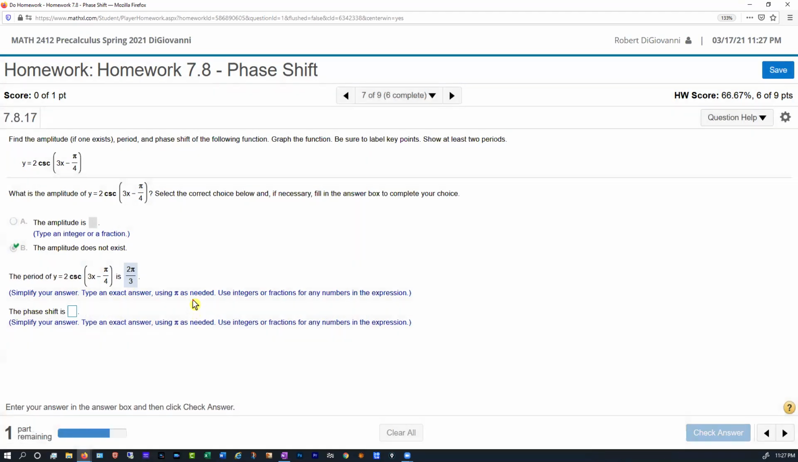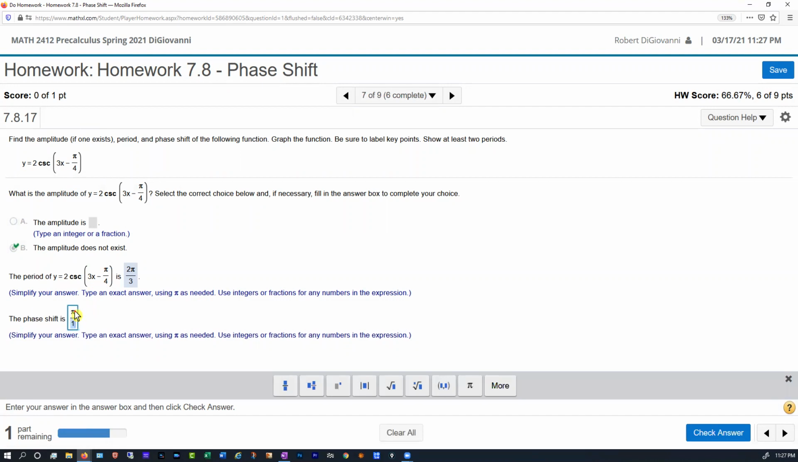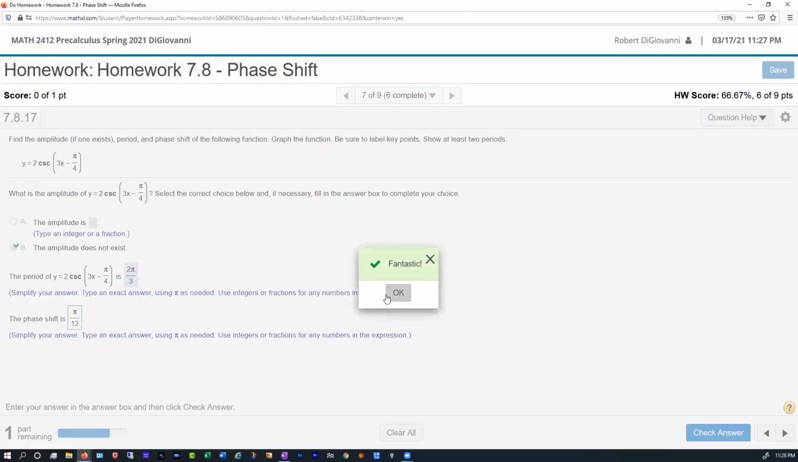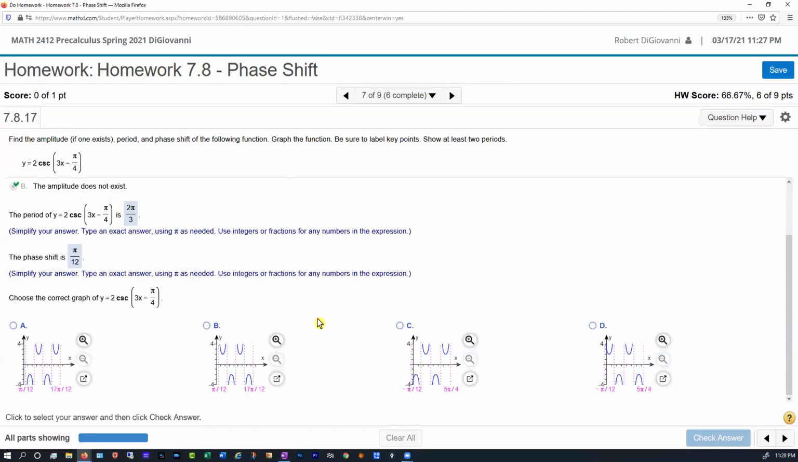Okay, and phase shift. So phase shift, because it's a minus, we're going to just take pi over 4 and divide it by 3. That would give you pi over 12. Okay, and we want to graph. Phase shift is pi over 12.